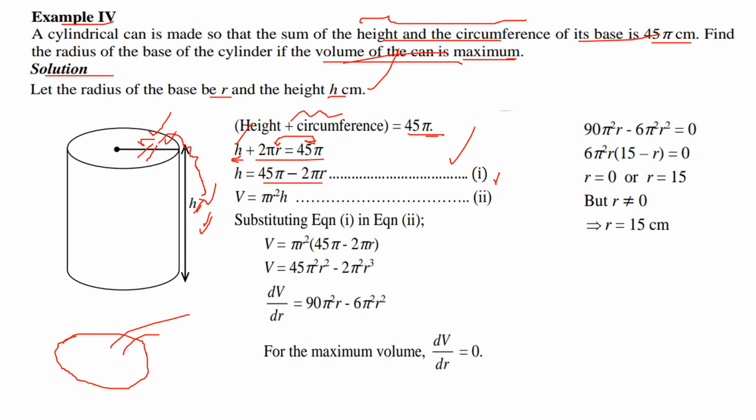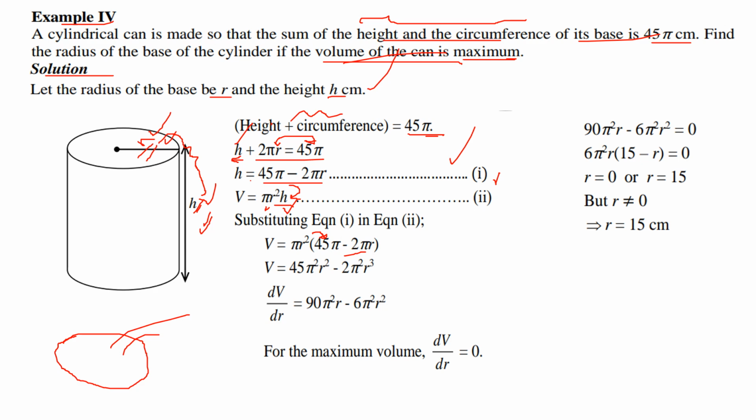So volume is equal to pi r squared h. Then we substitute for h because we cannot differentiate when both r and h are present. So substituting for h in this expression, you are going to end up with V being equal to pi r squared into (45 pi minus 2 pi r). So we always open the brackets so that we can ease our differentiation before actually differentiating.